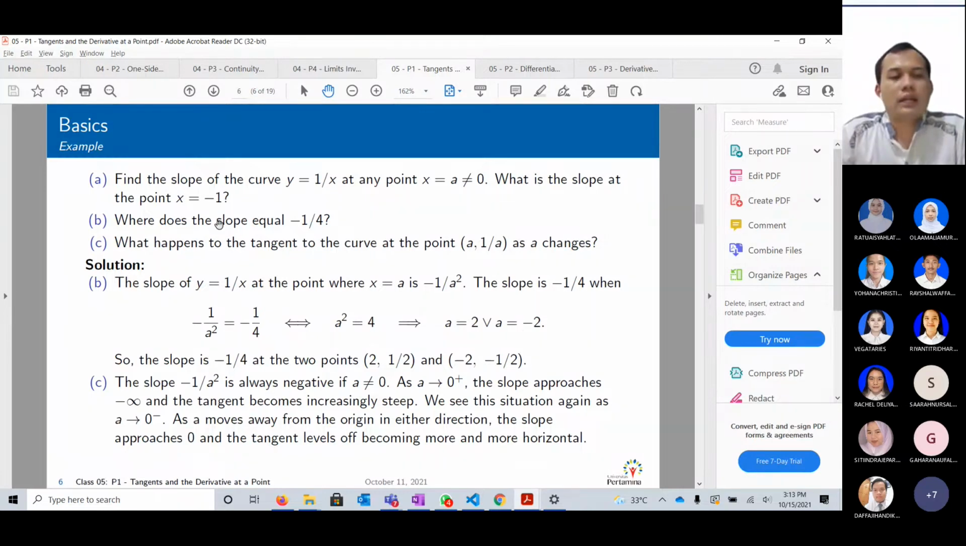Jadi pertanyaan kedua adalah kapan atau di mana kemiringannya adalah minus 1/4. Kita tahu tadi bahwa kemiringannya adalah minus 1 per a kuadrat ya. Jadi kita cari tahu a berapa sehingga kemiringannya adalah min 1/4. Ternyata setelah kita lakukan penghitungan, kemiringannya min 1/4 ketika a-nya 2 atau a-nya min 2. So in this case, the slope is minus 1 over 4 at the 2 points, which are 2, 1/2 and minus 2, minus 1/2.